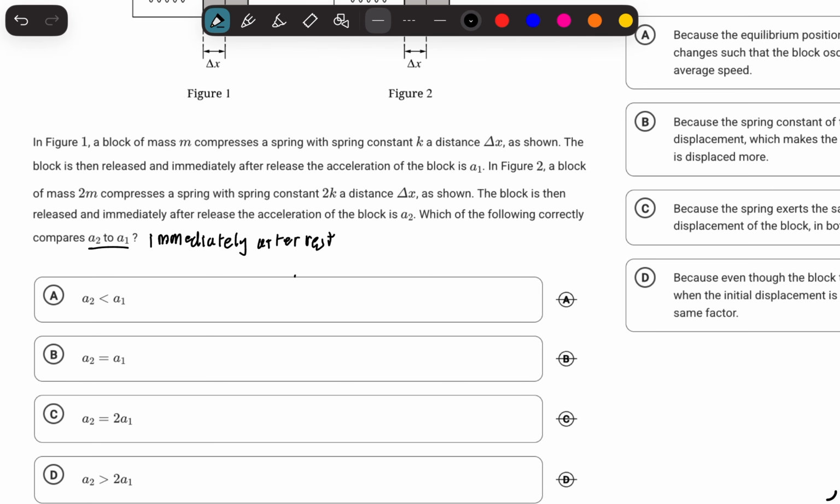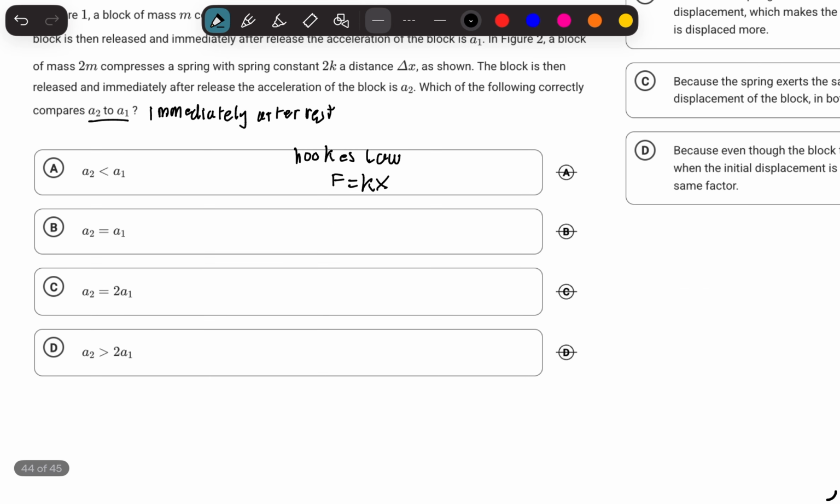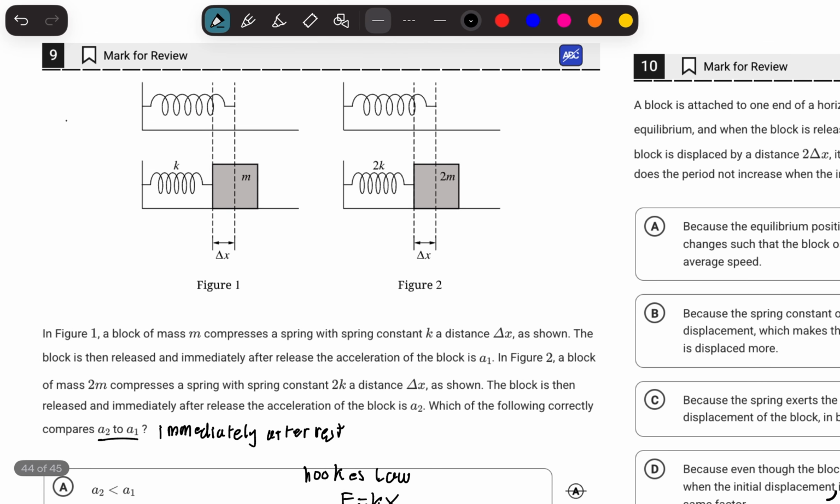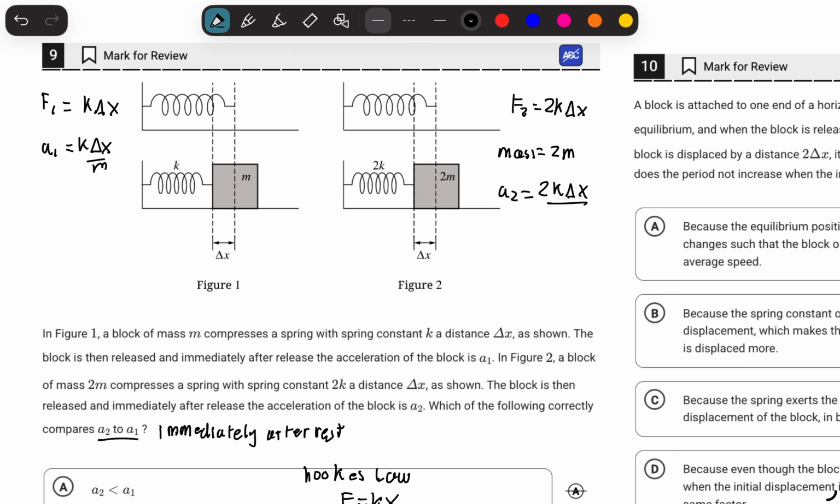So Hooke's law states that F is equal to kx. And we know that F is equal to ma, and we can rearrange that for a is equal to F over m. So now let's compare what these are for both systems. In system 1, we have F1 is equal to k delta x, and your a1 is equal to k delta x over m. Here we have F2 is equal to 2k delta x, and our mass is 2m. So a2 is equal to 2k delta x divided by 2m.